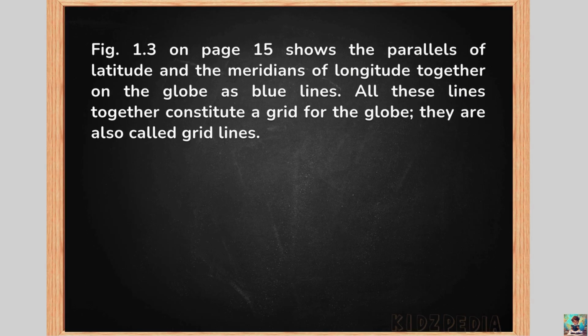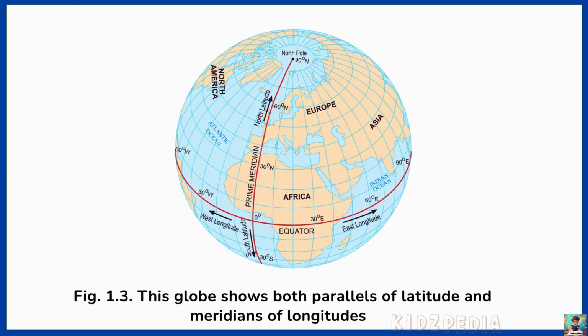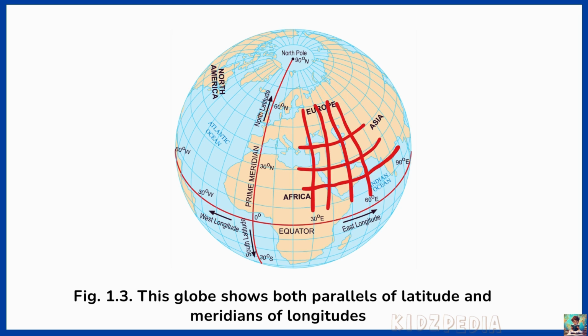Figure 1.3 on page 15 shows the parallels of latitude and the meridians of longitude together on the globe as blue lines. All these lines together constitute a grid for the globe. They are also called grid lines. In figure 1.3 on page 15, you can see the parallels of latitude and the meridians of longitude drawn on the globe as blue lines. All these lines together make a grid around the globe, and these lines are called grid lines.